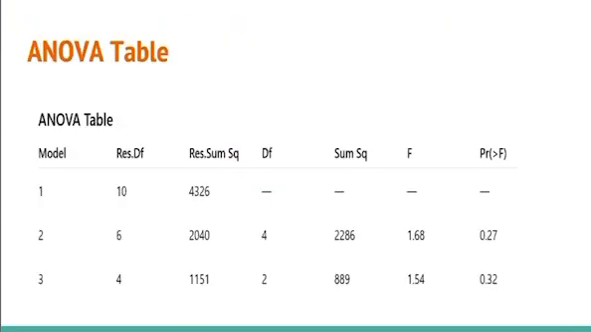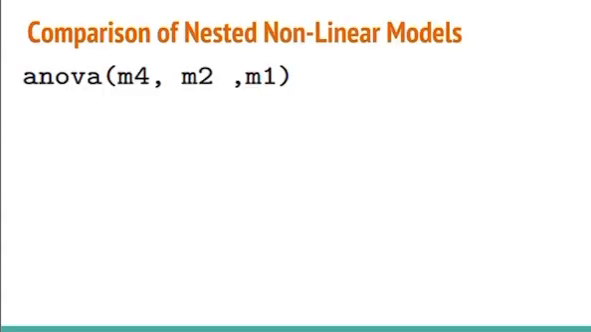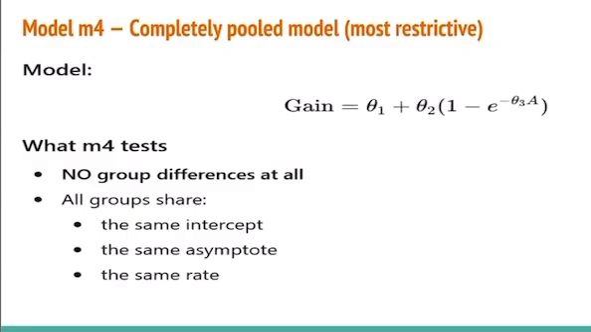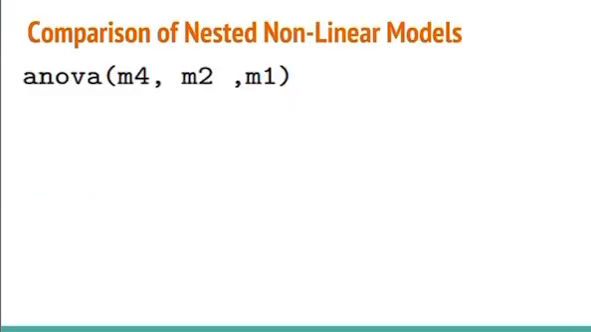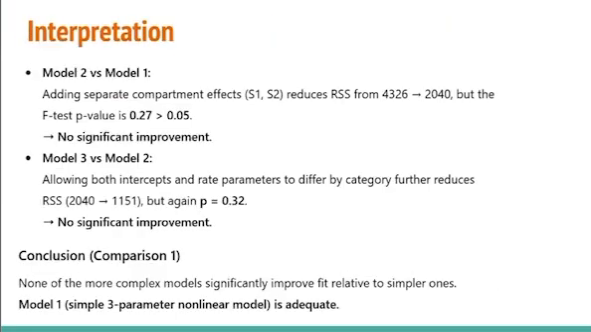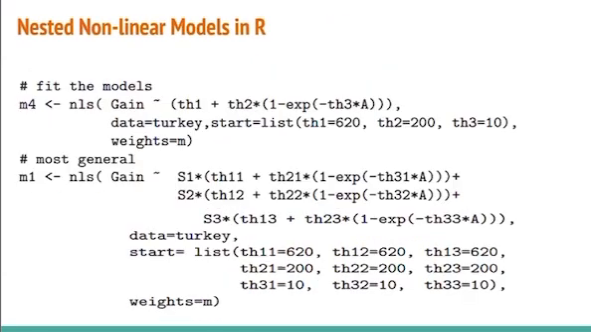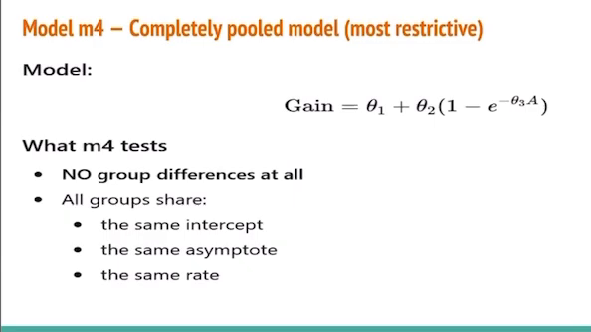When M4 is better, you know what it's trying to tell me? It's trying to say, don't waste your time. Just fit a nonlinear model where we assume all the classes of protein have the same intercept, the same asymptote, and the same growth rate. That's what the output is telling us. I put the interpretation here. That was how I reached my conclusion. I said none of the more complex models significantly improve fit relative to the simpler one, the model with 3 parameters. Which one is the model with 3 parameters? The one with the 3 parameters, the simplest model, actually works because the p-value is greater than the 0.05 level of significance.